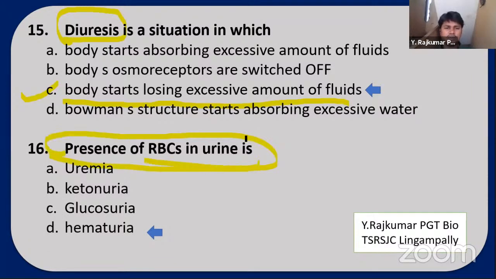Presence of RBCs in urine. Just now we have seen this. This is actually a repeated one. The answer is hematuria. Hematology means the study of blood, isn't it? So hema, the initial name itself indicates that it is related to the blood, right? So if a person finds blood in the urine, it is a condition called hematuria. Okay, hematuria. Hope you have understood the 16th question as well.